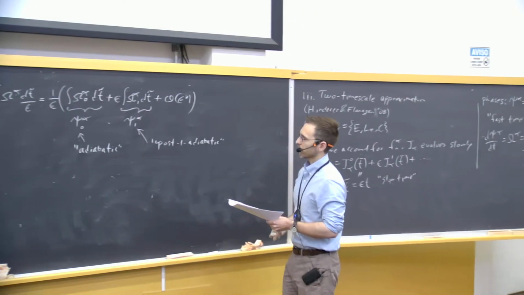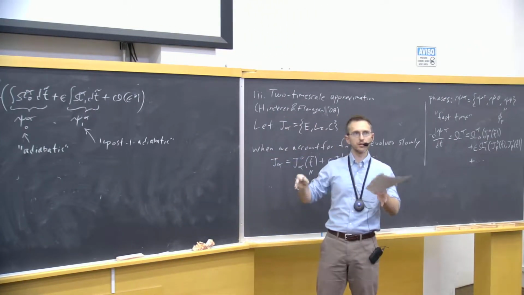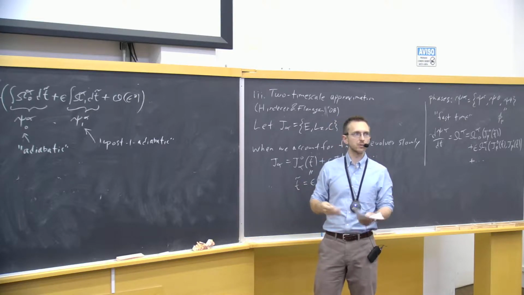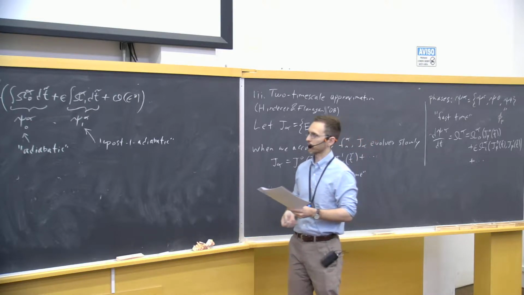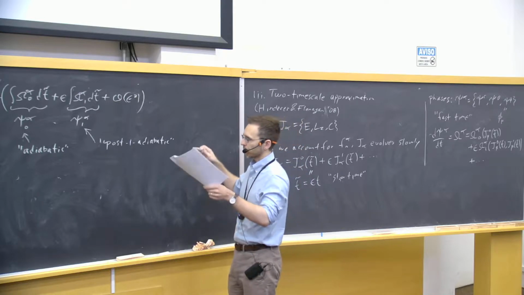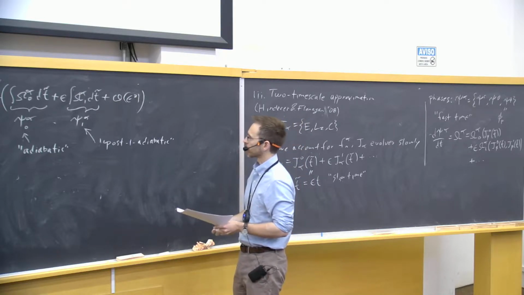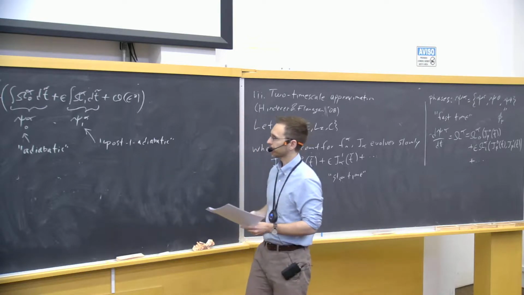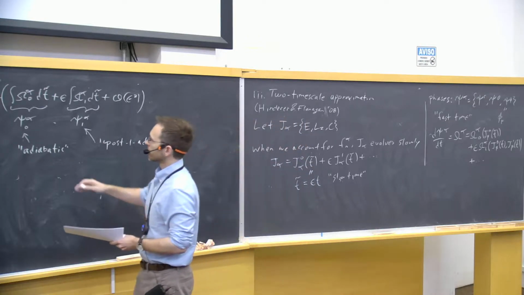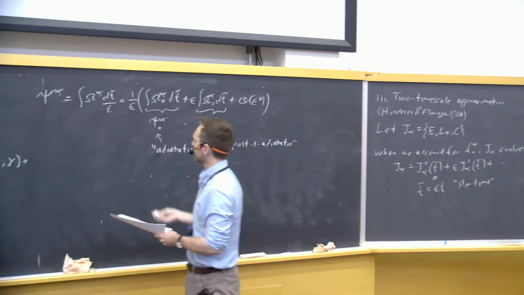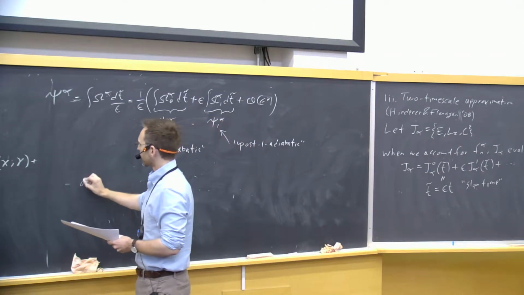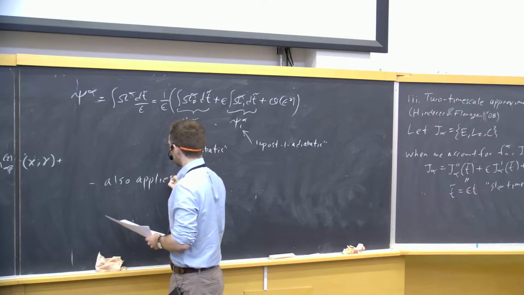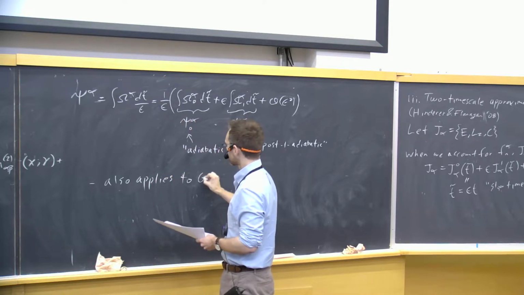So adiabatic essentially means that you would be evolving slowly from one geodesic to another geodesic, the same way adiabatic would apply in thermodynamics. So you're slowly going from one stationary situation to another. Then post-adiabatic is the leading correction to that. So this expression for these phases also applies to the gravitational wave phase.